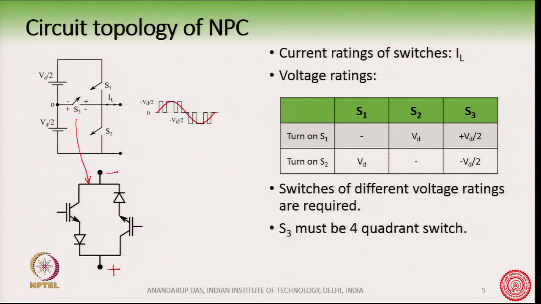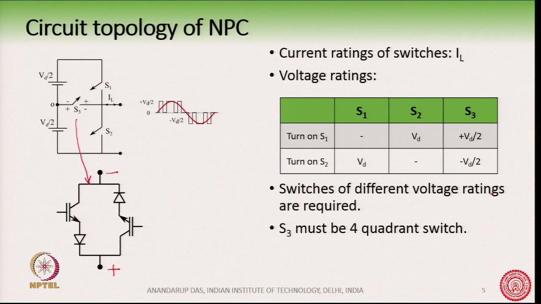So, what we understand here is that switches of different voltage ratings will be required in this circuit, and S3 must be a 4 quadrant switch. It has to block both voltages on both sides, plus and minus, and it has to carry current in both the directions.